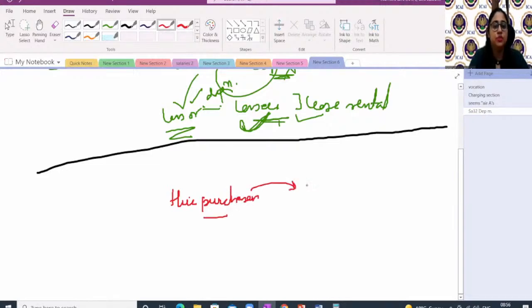He pays installments, and by the end of the last installment, he becomes the owner. Now he is becoming the owner by virtue of paying the installments. So who will get the deduction?